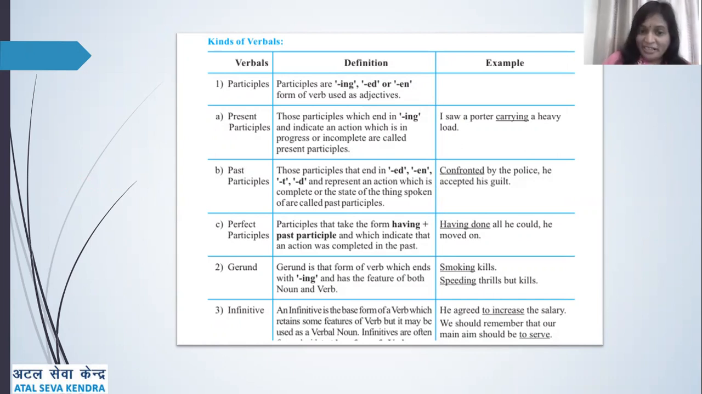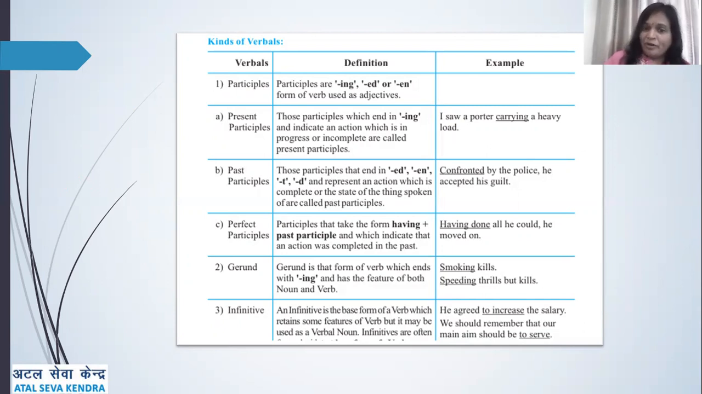Gerund. Gerund is that form of verb which ends with ing and has the feature of both noun and verb. Smoking kills. Speeding thrills but kills. Look at the words underlined, smoking and speeding. Both display feature at once of a noun and a verb. Such words are gerunds.